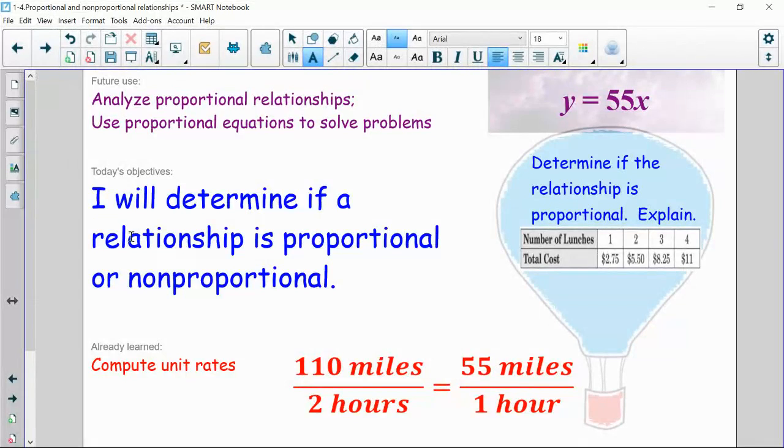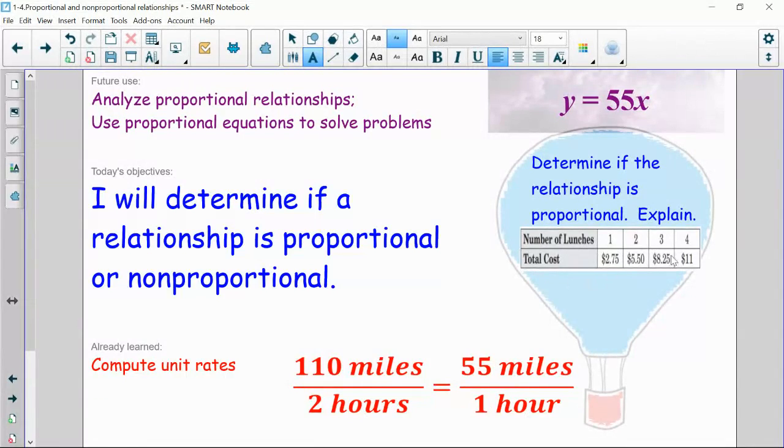Okay, so today our goal is: I will determine if a relationship is proportional or non-proportional. We're going to have to compute and find those unit rates, the same thing that we've been working on since last week. Okay, so we have 110 miles in 2 hours. That means you're driving pretty much at 55 miles per hour.